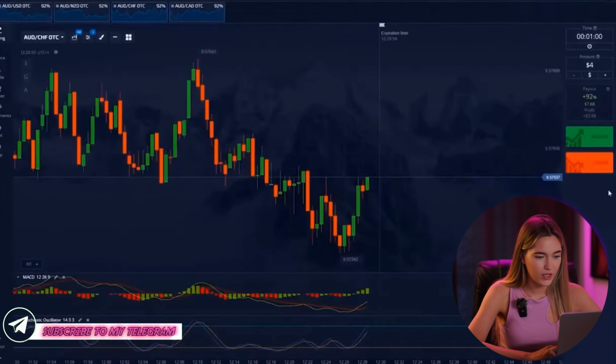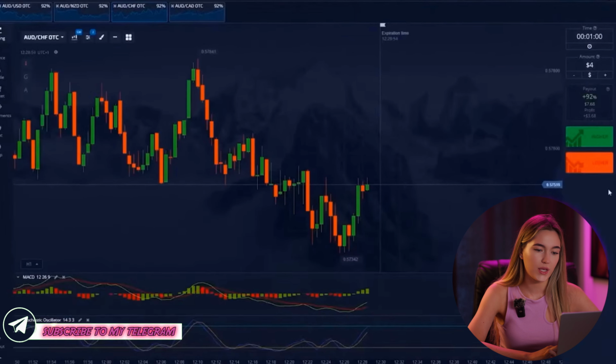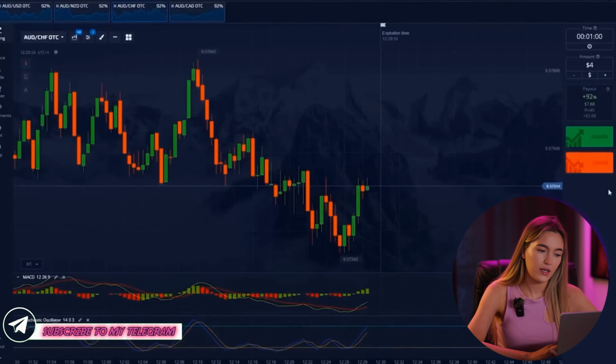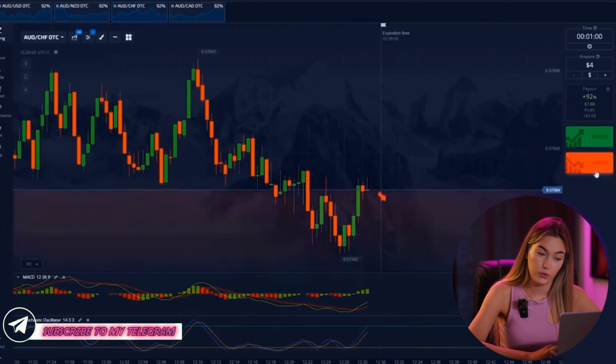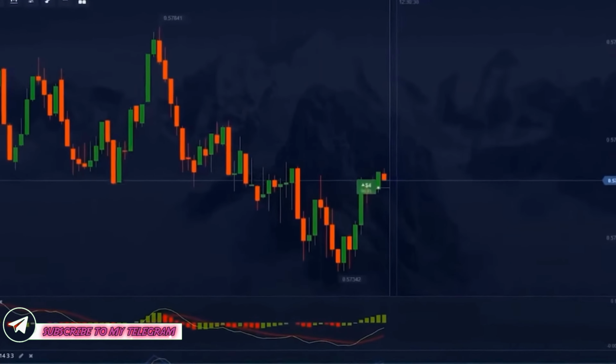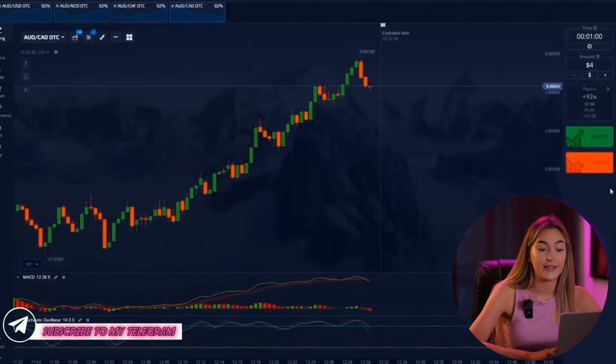So next we have the Australian dollar and Swiss franc. Wow. As we can see, a new uptrend has started from our minimum. Indicators show upward movement. Clicking higher. Boom, the strategy works great. We already have $8.